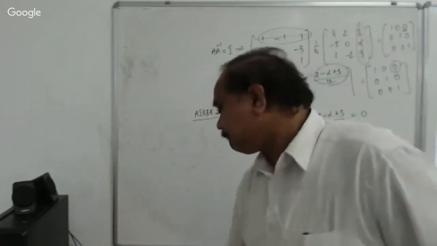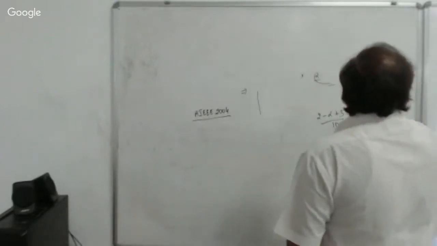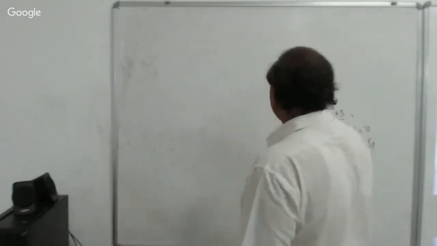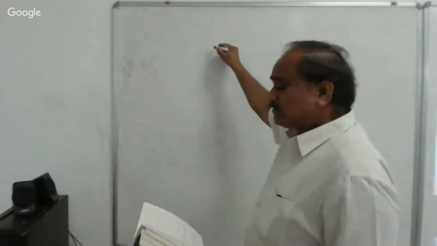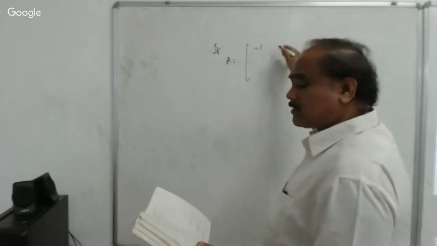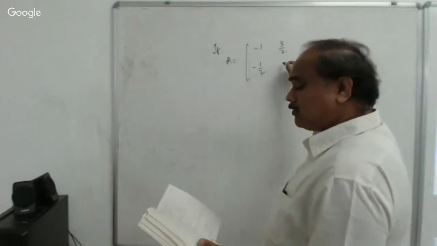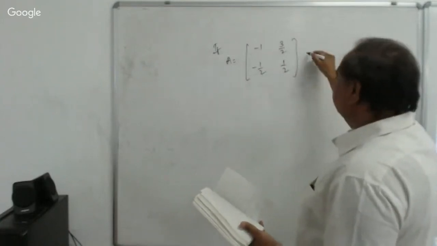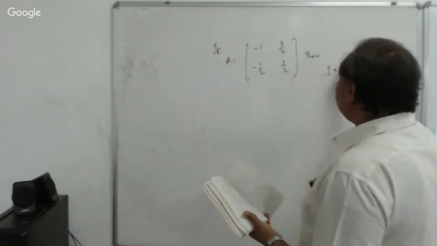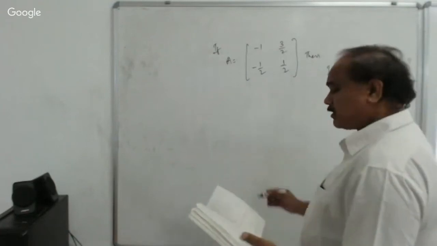Next problem. It is a previous IIT question. If A equals the matrix [-1, 3/2; -1/2, 1/2], then I plus A squared and so on up to infinity equals dash.